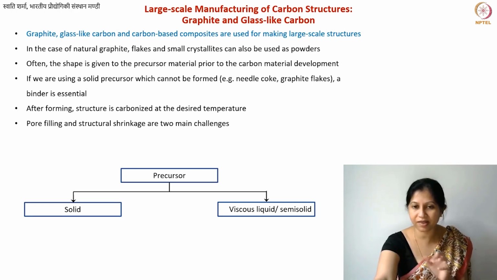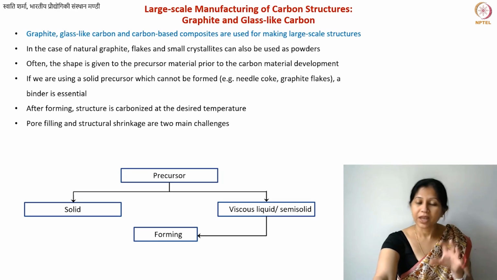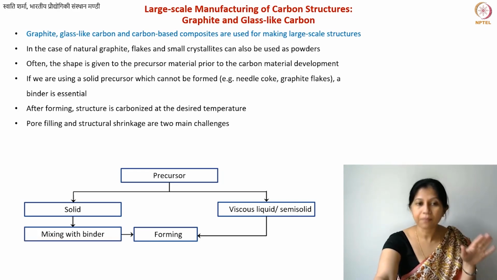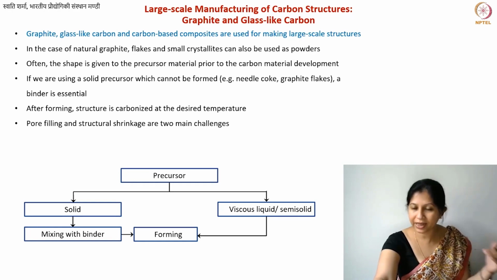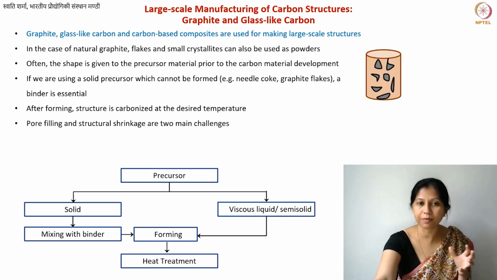So we have either viscous liquids or semi-solid like materials, or we have solid state precursors. Then we perform the forming: in the case of viscous liquids, directly. In the case of solid materials, we will mix it with a binder, and then we do the forming. And after all of this, we will always perform the heat treatment. So this is a very simple schematic.